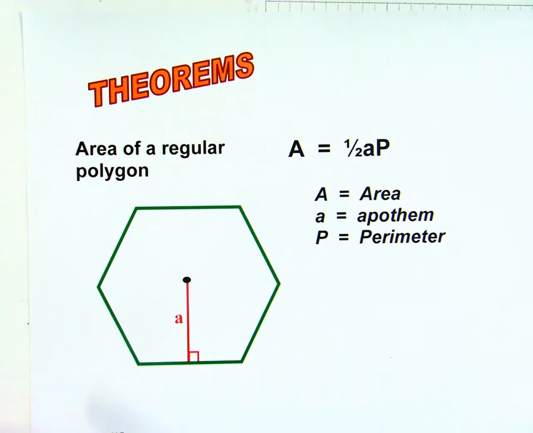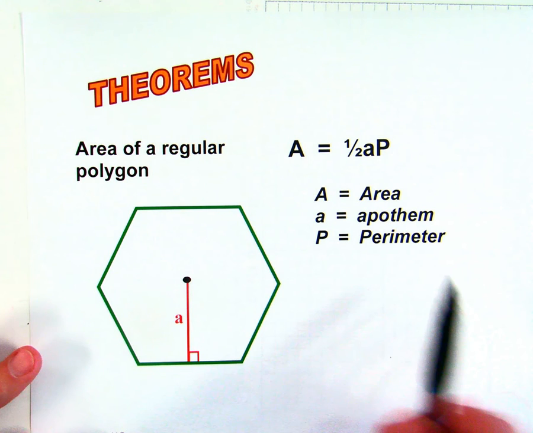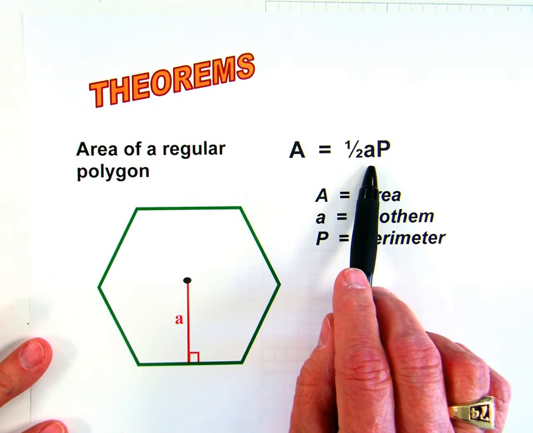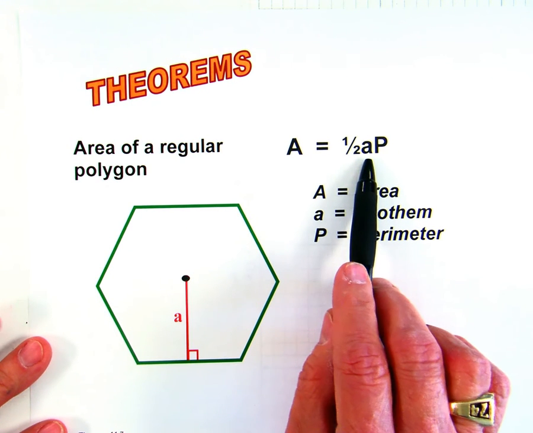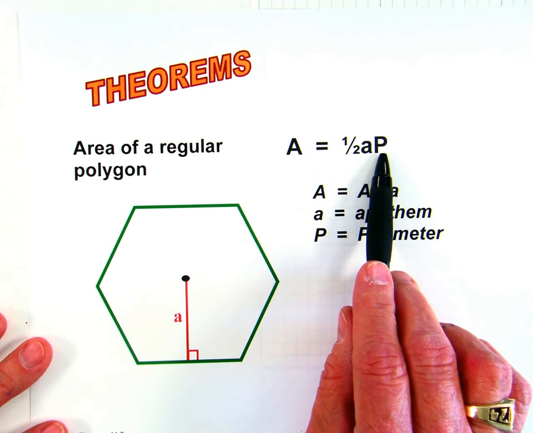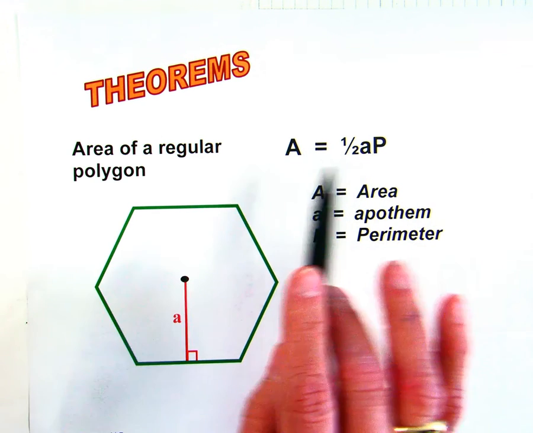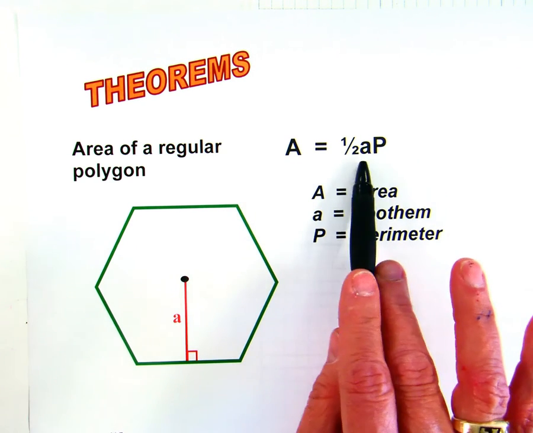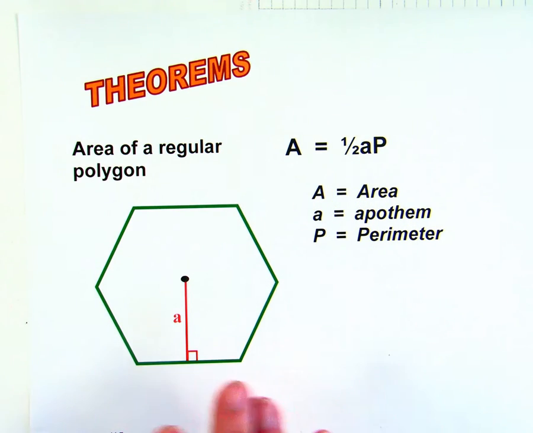The area of a regular polygon. The area of a regular polygon is 1/2 times the apothem times the perimeter. A usage note here: frequently, but not always, in formulas, small letters represent measurements and large uppercase letters represent things that are calculated, like the area or the perimeter, and then the measurement would be the apothem.